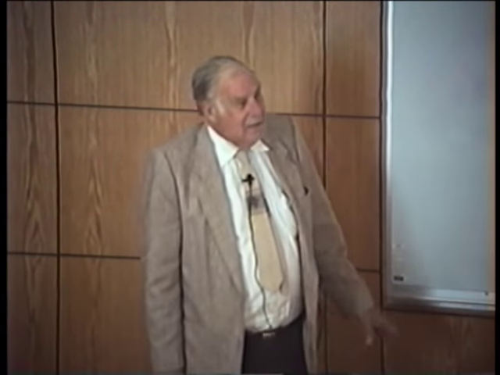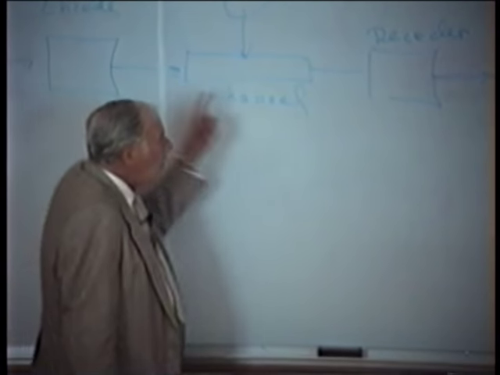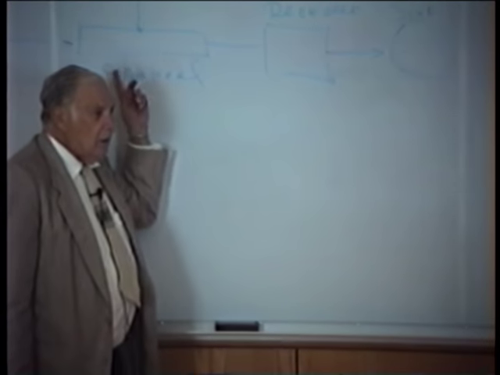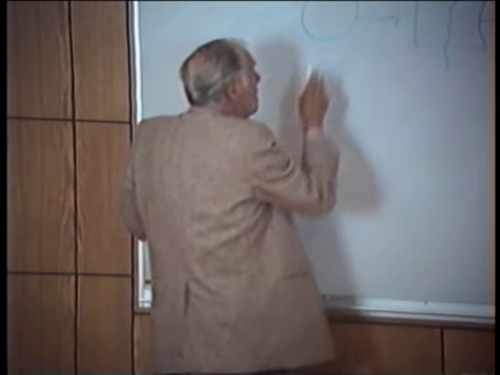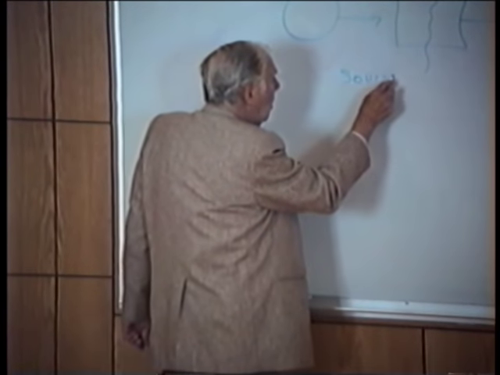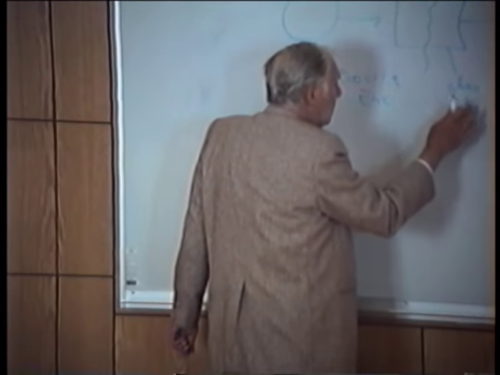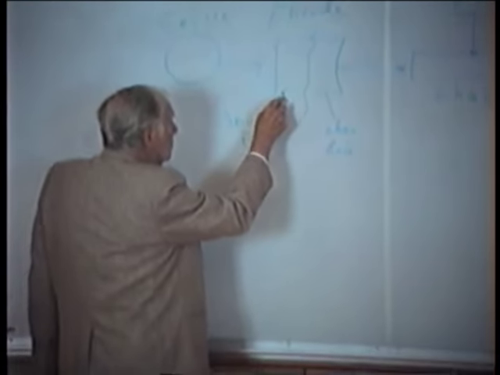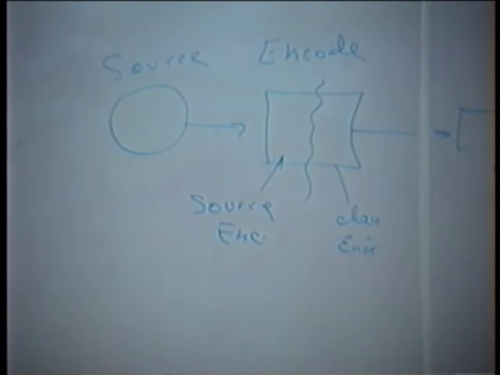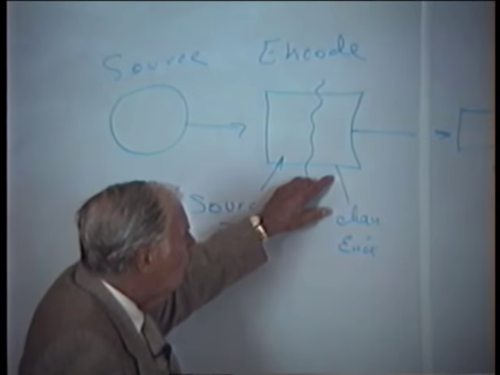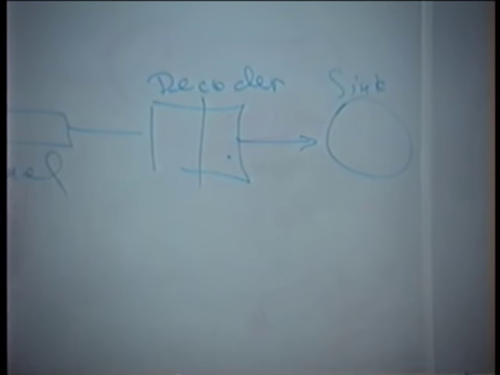Now your problem is, here's the source. By suitable coding and decoding, can I combat the noise in the channel? Now what we normally do is divide this into two parts. Source encoding. And channel encoding. Given the source, I encode it. I take advantage, if I can, of what structure the source has. Then I look at the channel and I say, well, now how can I encode this so that the decoder, which of course has got the channel and the source, can probably get the answer in spite of the errors.